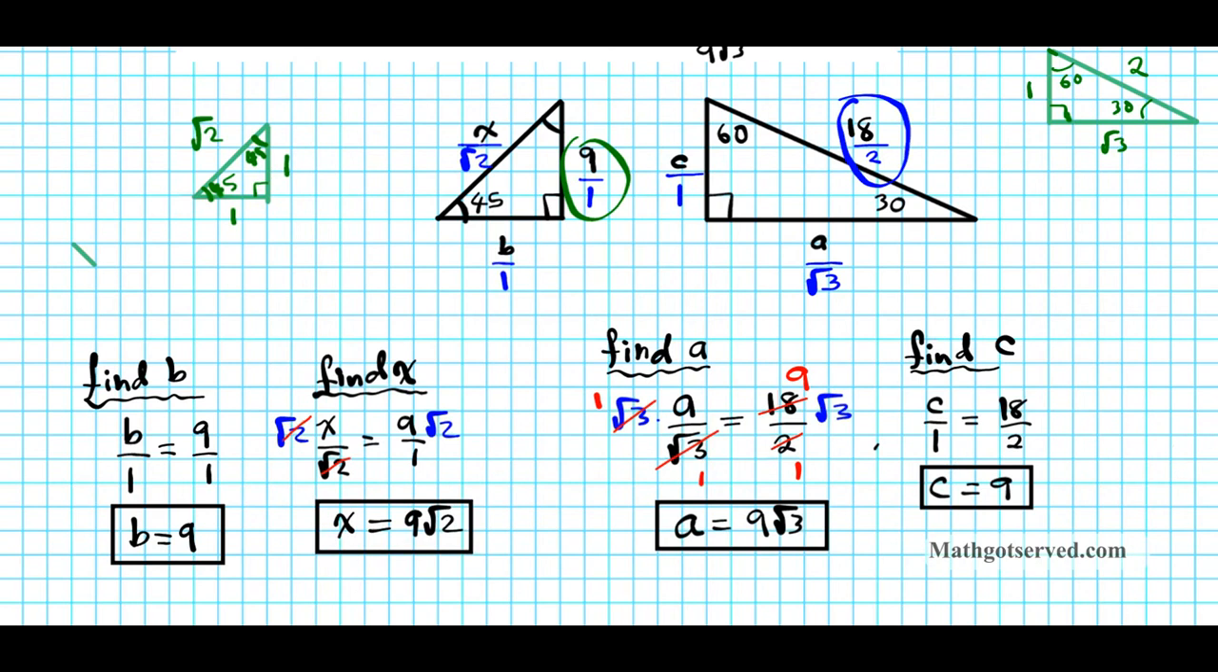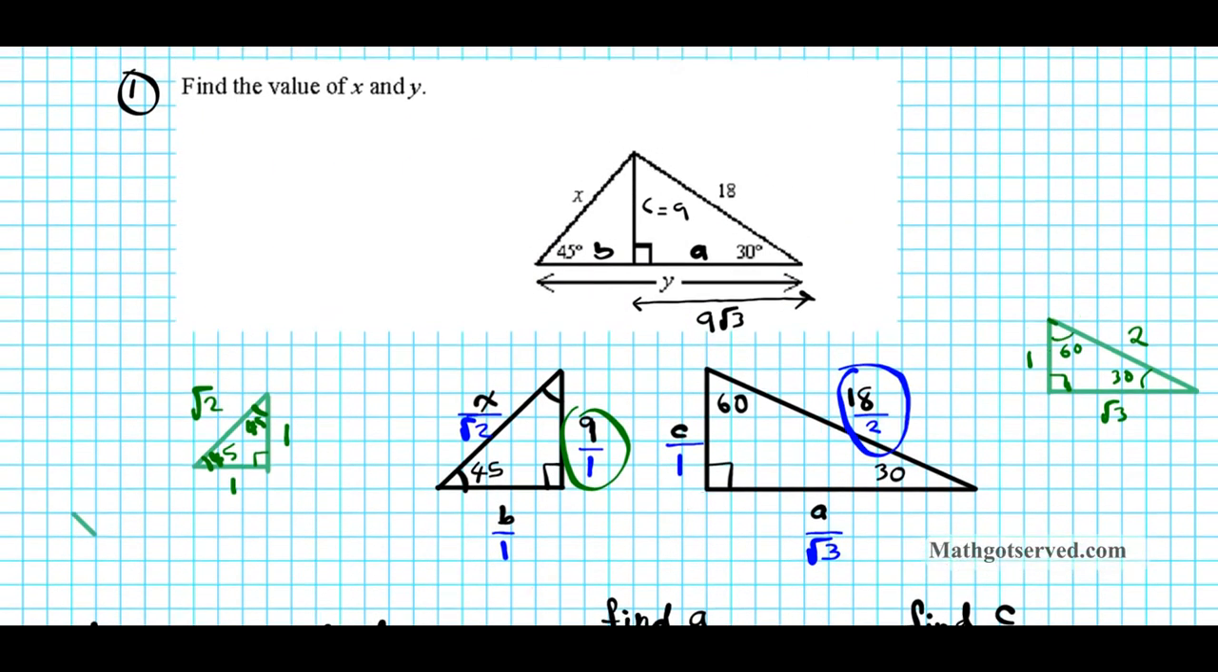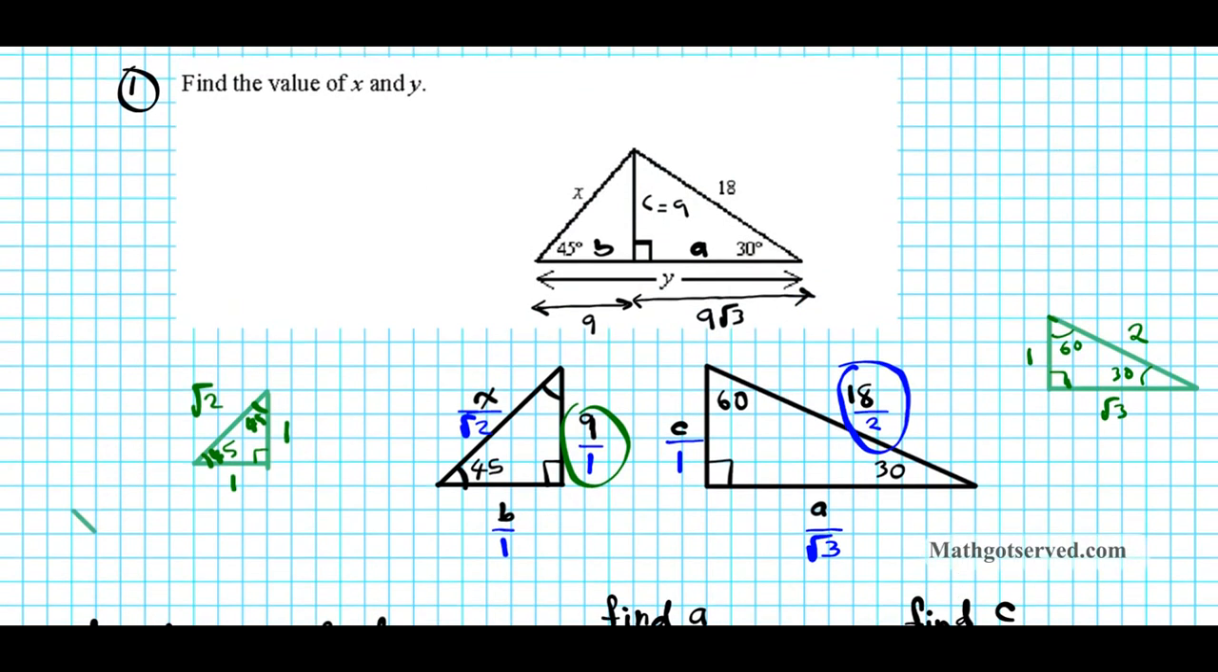Let's put that back in there. B turns out to be the same as C. B is 9, so let's put that there. This portion right here is 9, and then x is 9 root 2. Is that what we got? Yes, x is 9 root 2.